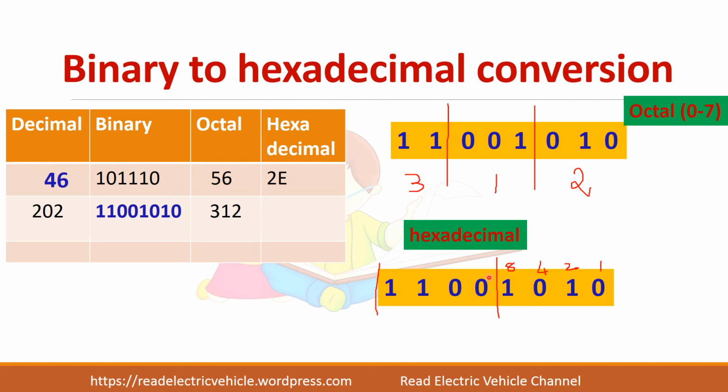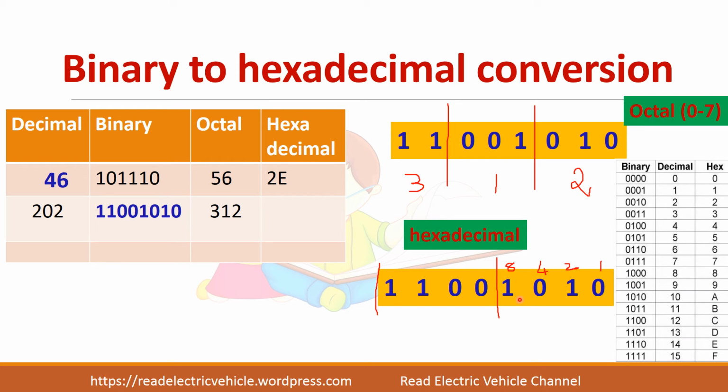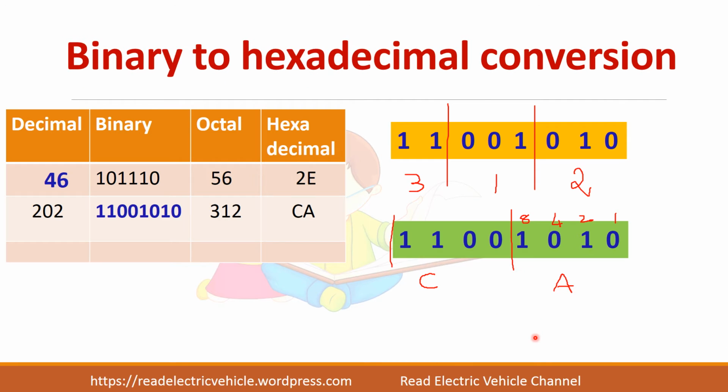So you find the equivalent value for this one. 1010, 1010 means it's A. Again 1100 means 1100 is C. So the equivalent hexadecimal value is CA.